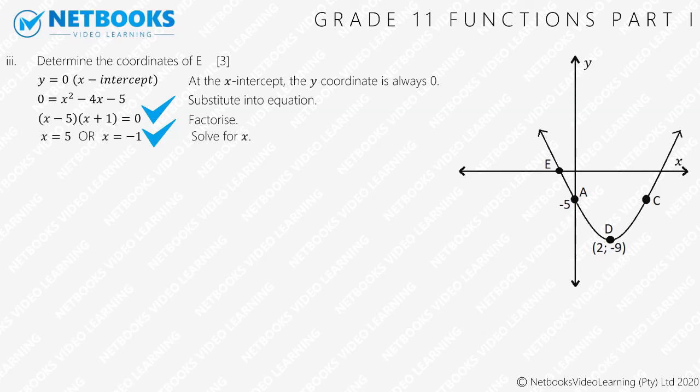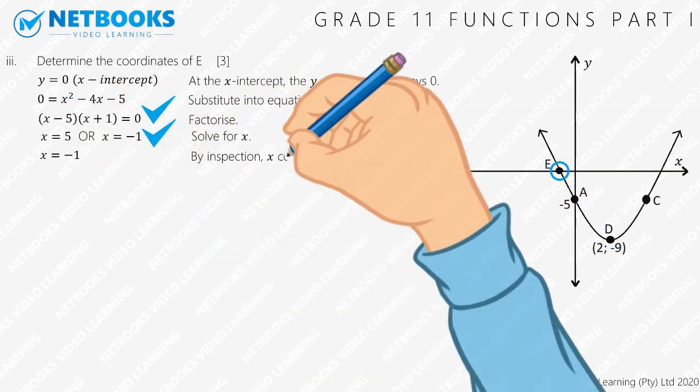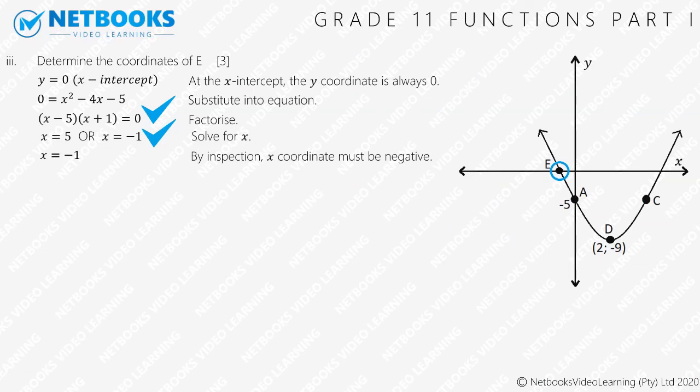Now, which x value will represent e? Well, if we look at the graph, we can see that e is on the negative side of the x-axis. So the negative x value must be associated with e. We get the final coordinates for e as -1, 0. The final answer is worth a mark.